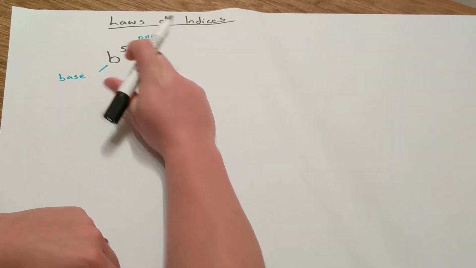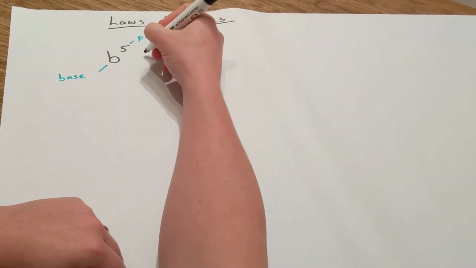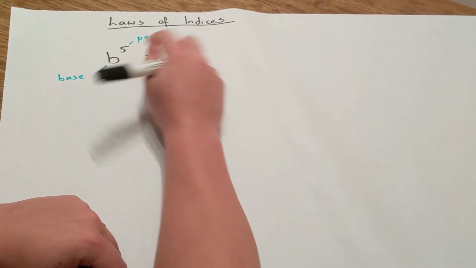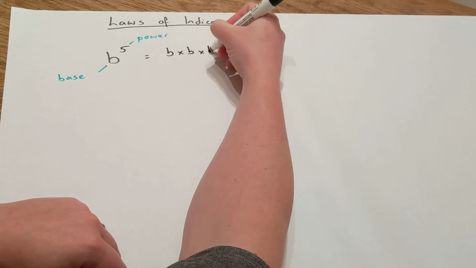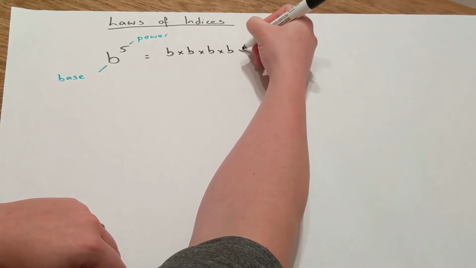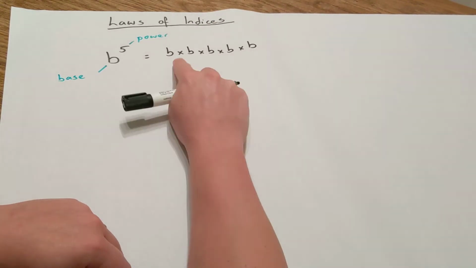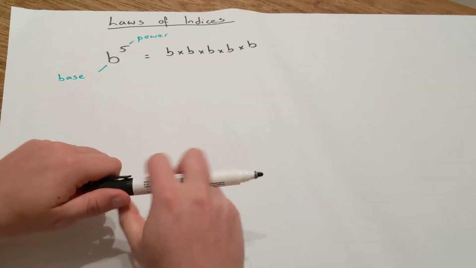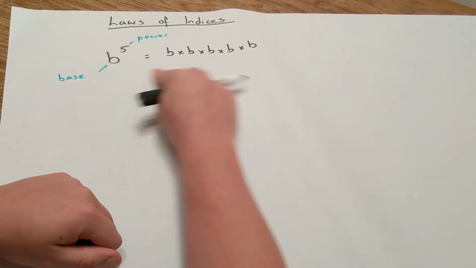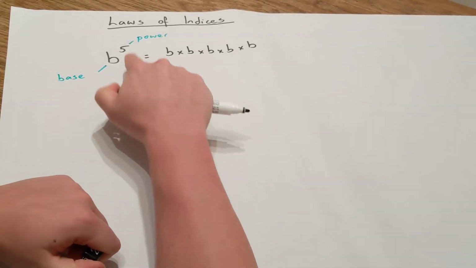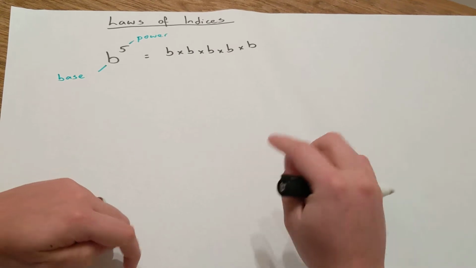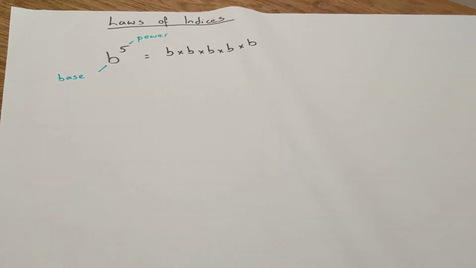But what does b to the power of 5 actually mean? So we should know this. B to the power of 5, that means b times b times b times b times b. Okay? B times by itself 5 times. This is very key to this whole idea of laws of indices, and we need to know this to use all of the laws. Now, there are 6 or 7 of the laws, and we're going to look at 4 of them in this video today.